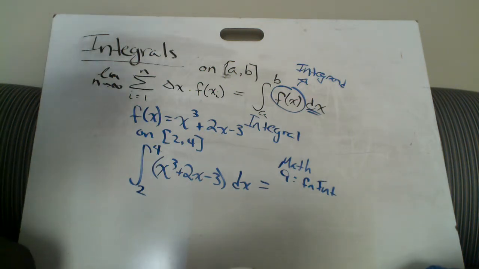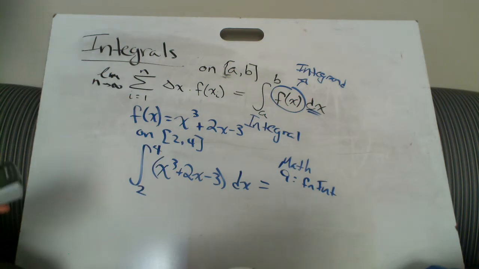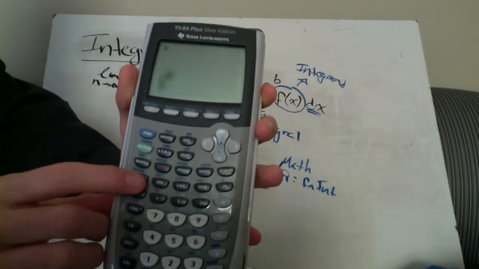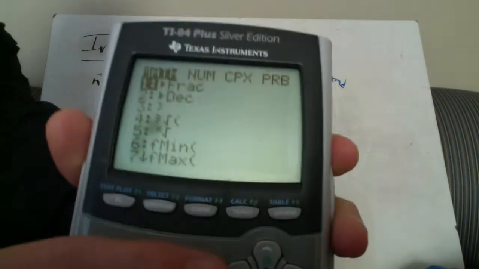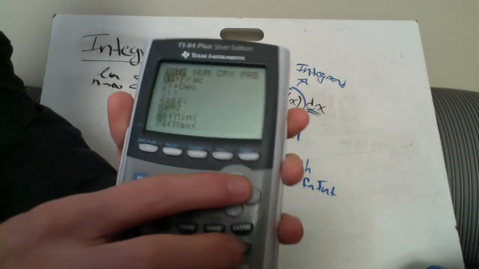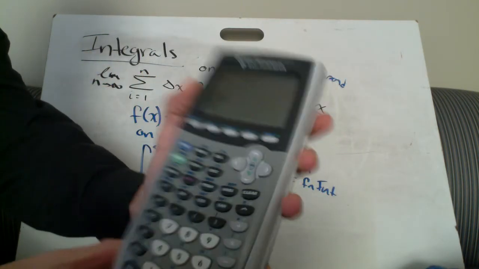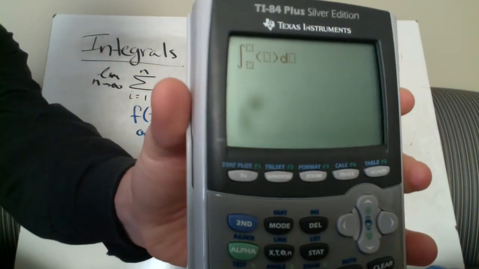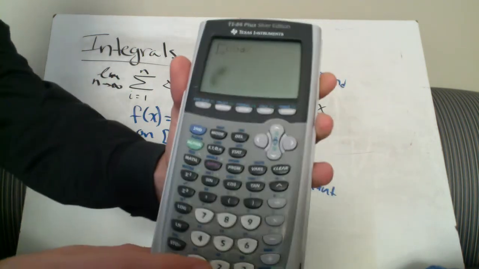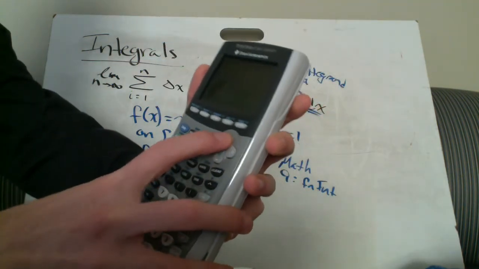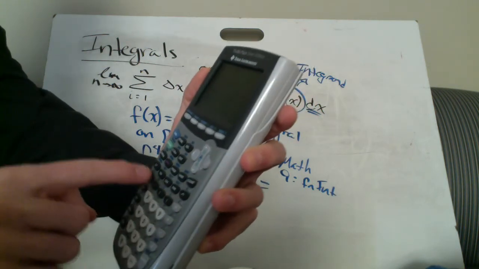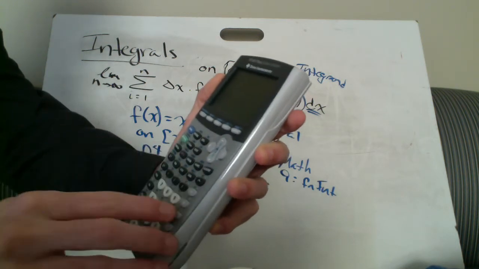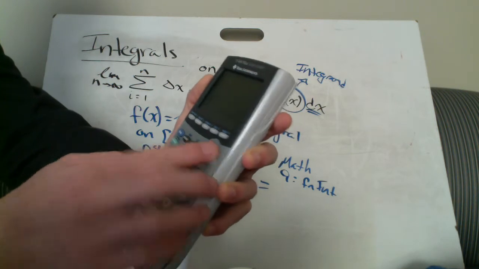I'm going to try to hold up my calculator to the screen here to help you guys see that. So here's my calculator. Great. If I press math, maybe you can see that, maybe you can't. I'll scroll down to number 9. It displays this nice blank integral sign here. And I'll just plug in everything accordingly. So my lower bound is 2, my upper bound is 4, my integrand is x to the third plus 2x minus 3, and it's with respect to x.